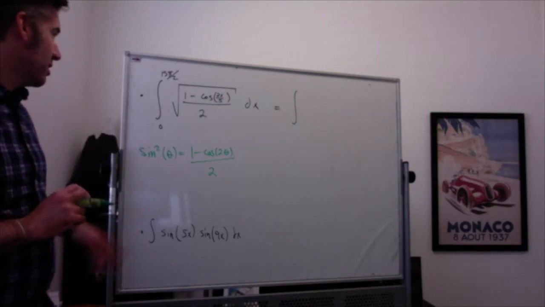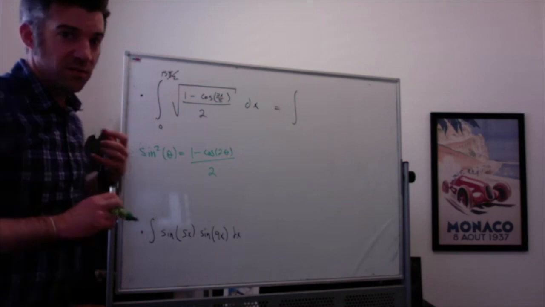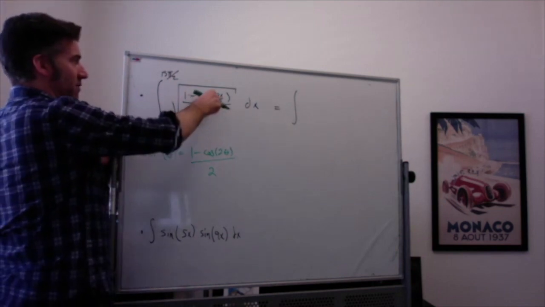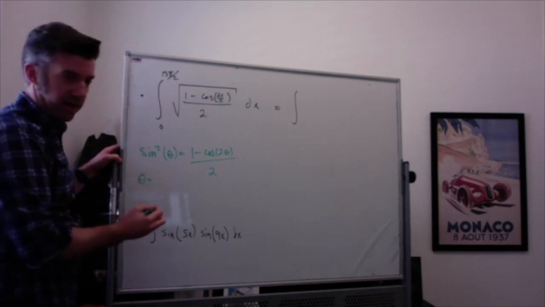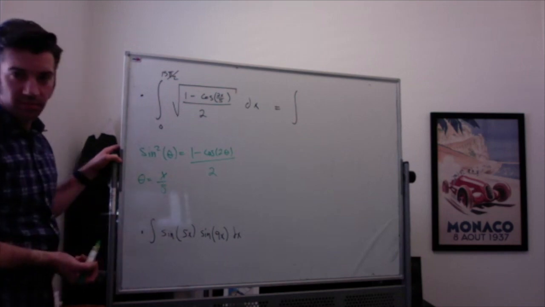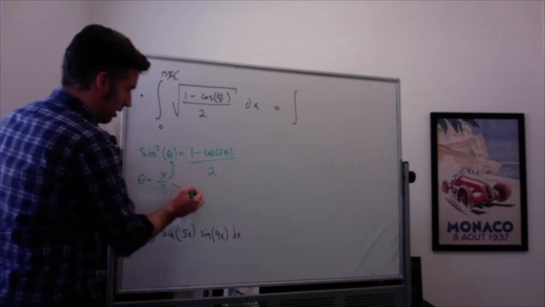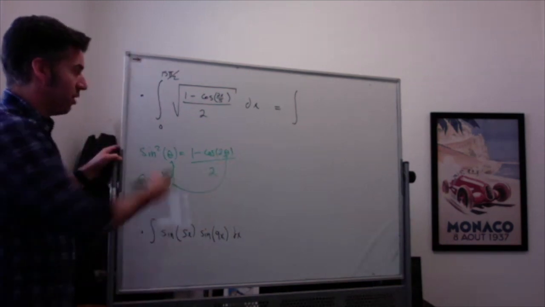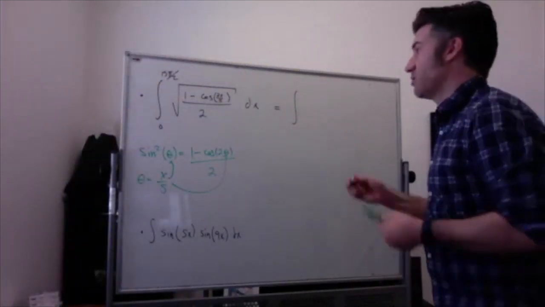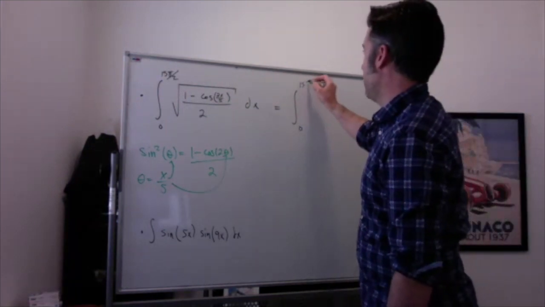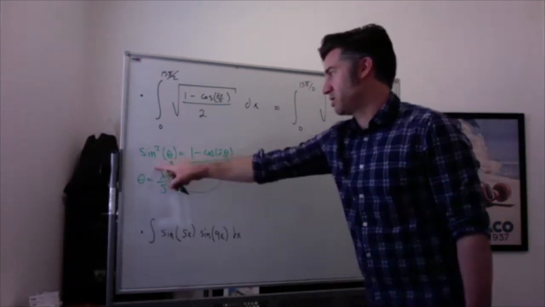So then, in this particular expression, what's playing the role of theta? Well, I want this to be cosine of 2 theta. Since that's 2x over 5, theta is going to be played by x over 5. So sine squared of x over 5 is equal to 1 minus cosine of 2x over 5, all over 2. So then I can rewrite this integral as the integral from 0 to 15 pi over 2 of the square root of sine squared of x over 5.